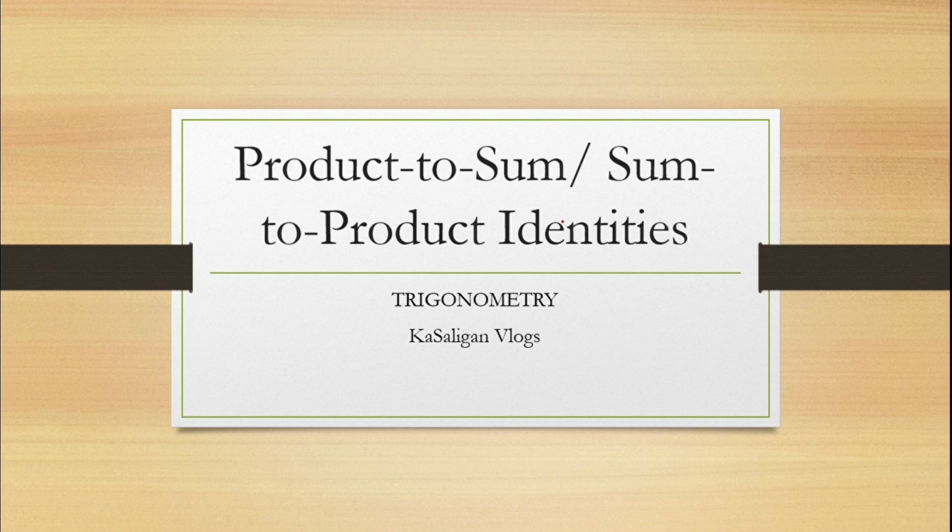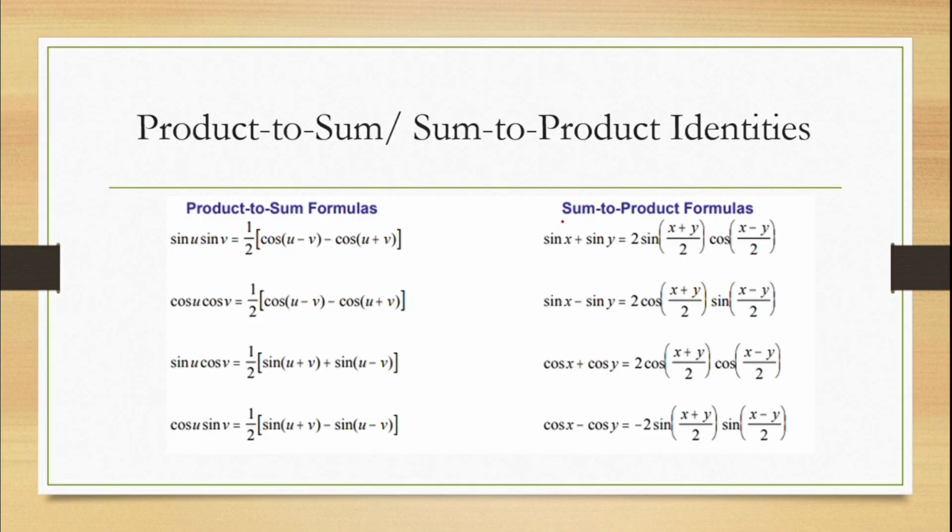So this is trigonometry. We have product to sum and sum to product identities. Product to sum is on the left side and sum to product is on the right side. An example of the product to sum formulas: sine u sine v is equal to 1/2 the quantity of cos(u minus v) minus cos(u plus v). For the sum to product formulas, we have sine x plus sine y is equal to 2 sine of (x plus y) over 2 times cosine of (x minus y) over 2. So these are the product to sum and sum to product identities.